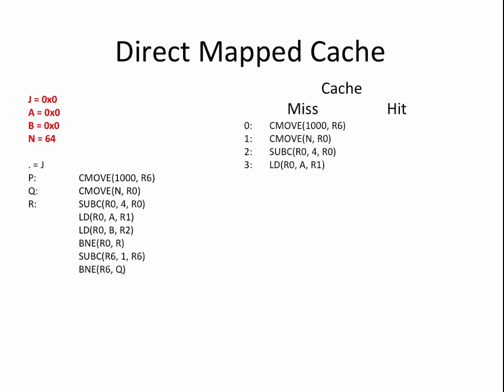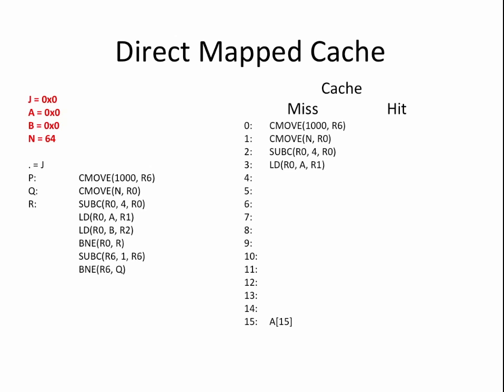This operation wants to load A of 15 into R1. Because the beginning of array A is at address 0, then A of 15 maps to line 15 of our cache. Since we have not yet loaded anything into line 15 of our cache, this means that our first data access is a miss. We continue with a second load instruction.